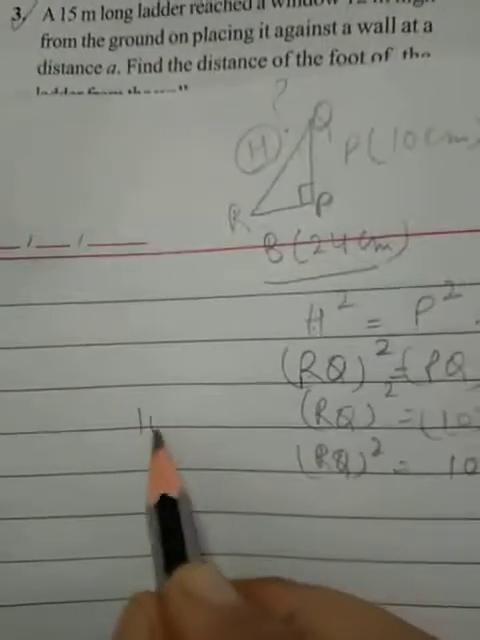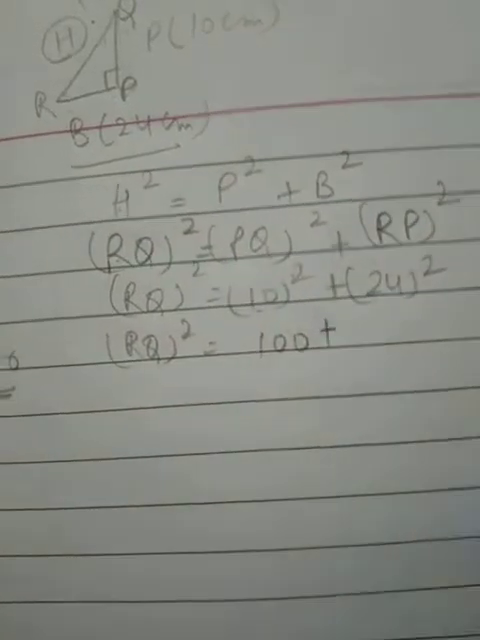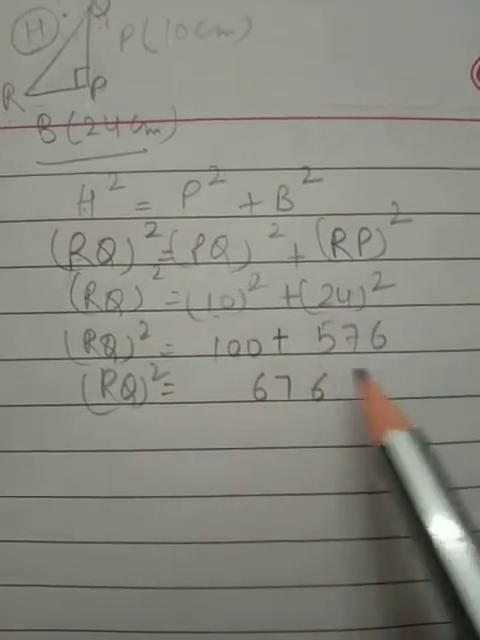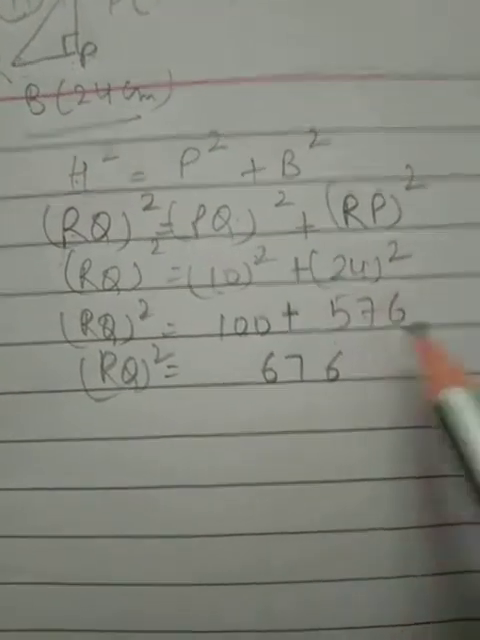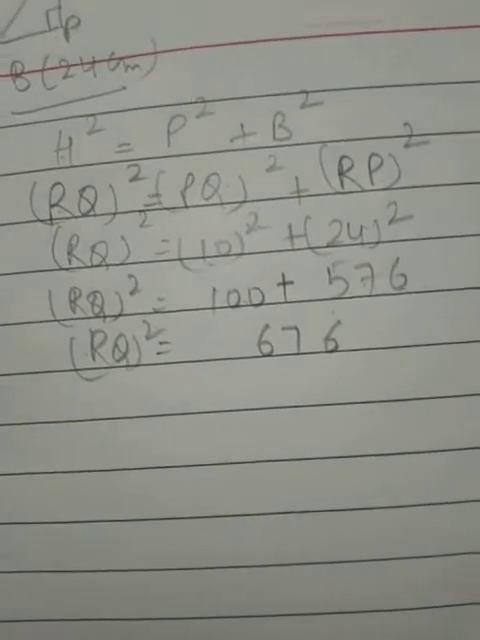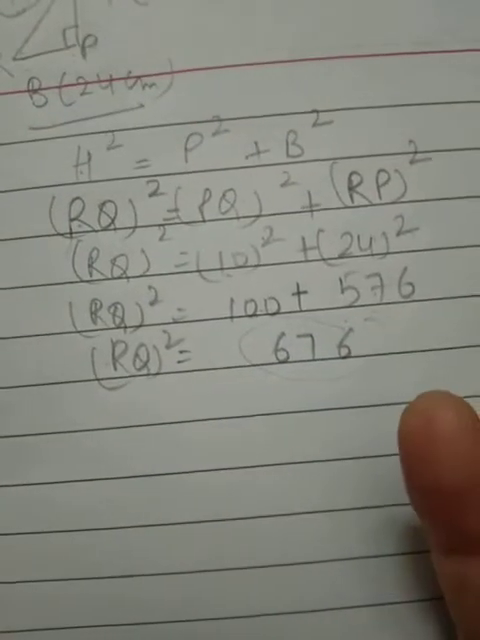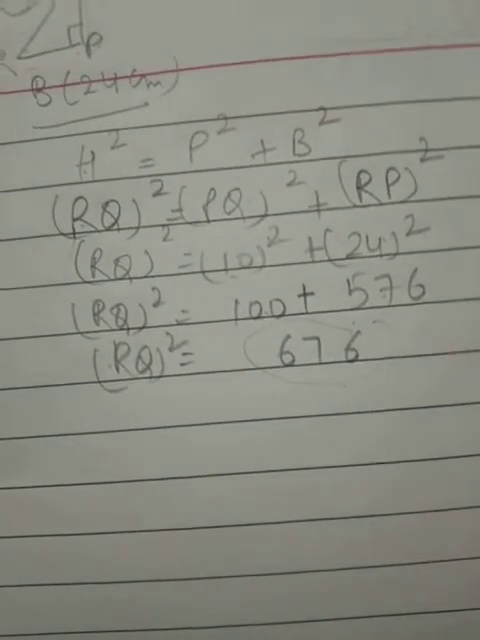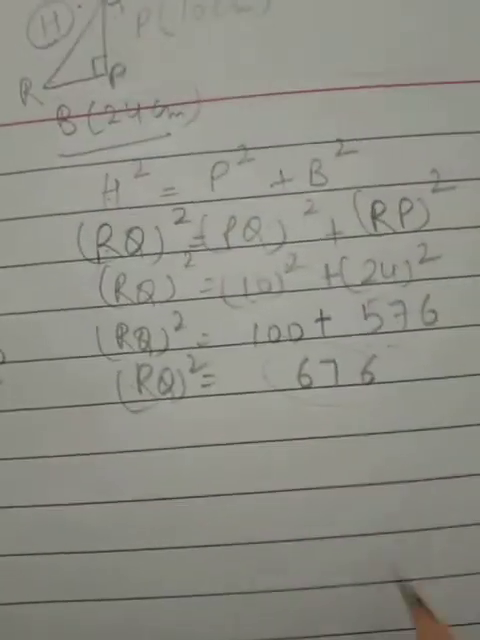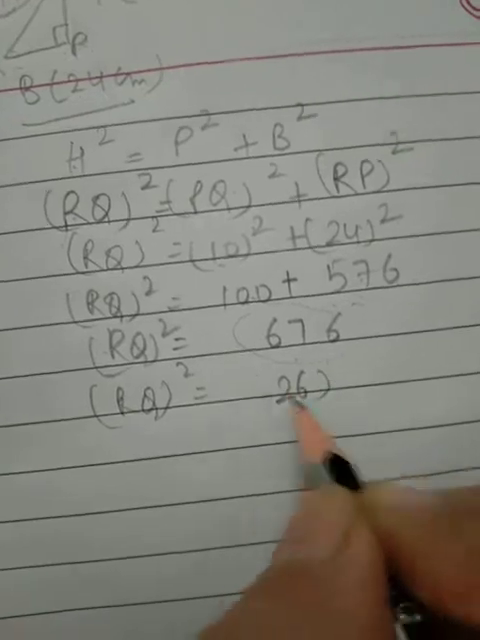Now RQ square equals 10 square. What is the meaning of 10 square? That means 10 multiply 10, not 10 multiply 2. Plus 24 square. Now see, this is 576, 24 multiply 24, that is 576. Now when you add, you will get this. Now you have to find, either you will make this number the square of something, or the next way. Now see, RQ square equals 26 square.